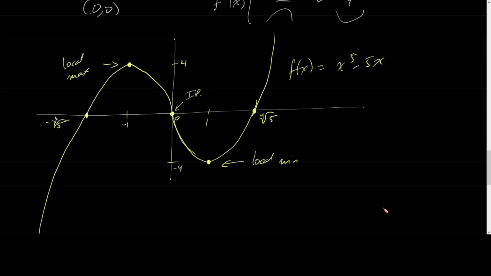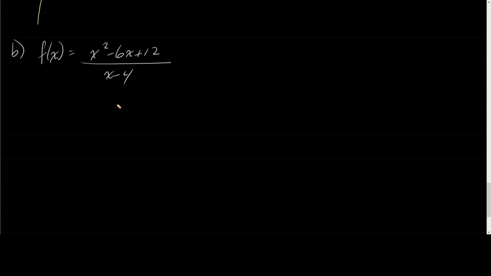Example B. So that was A. So example B. Let's say that we have f of x is equal to x squared minus 6x plus 12 over x minus 4. All right, so right away, I want to say, well, what's the domain? The domain is x cannot be equal to 4, right? Because that would make the denominator 0, and we don't like that.